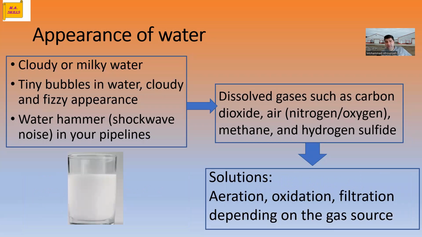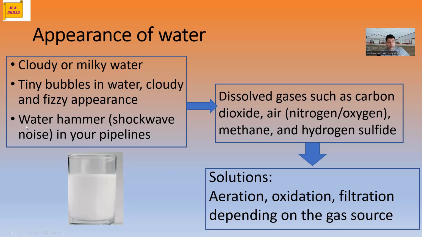So the first thing is to look at the appearance of water. If you see your water has a cloudy or milky appearance, or there are some tiny bubbles in the water and it has a cloudy and fizzy appearance, then maybe it shows the presence of some dissolved gases, such as carbon dioxide, air, methane, and hydrogen sulfide in your water.